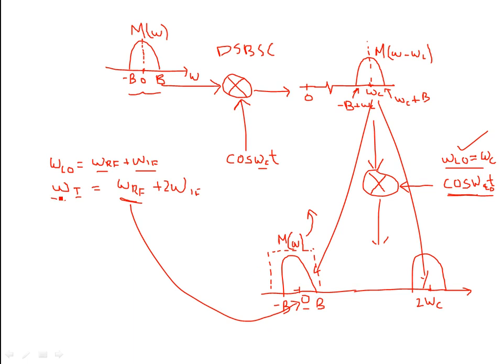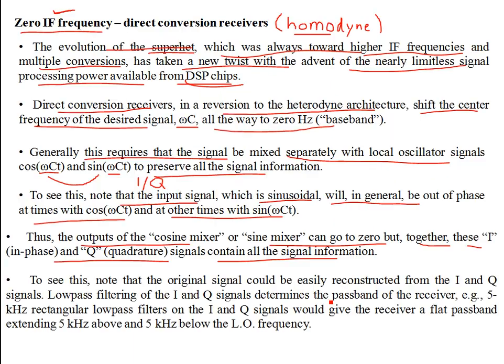If the image frequency is different from the received original RF, then it won't produce a spectrum at DC. It won't produce a spectrum at the baseband. So if it's not going to produce a spectrum at the baseband, then it would be low pass filtered out.